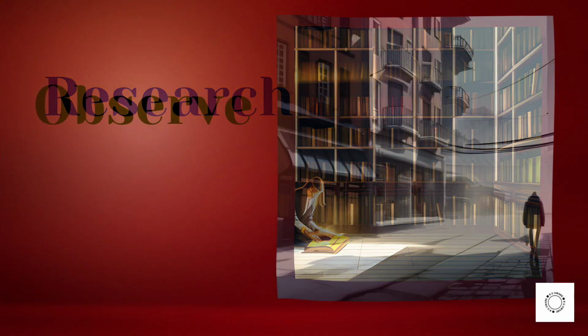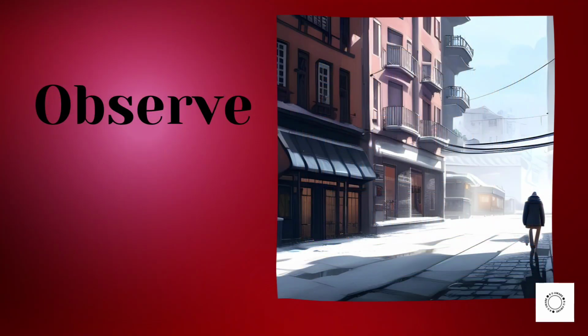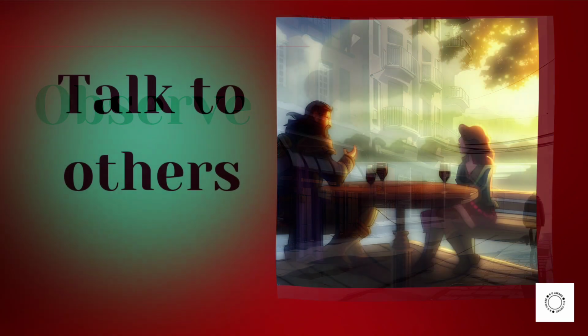Second, observe. Take a walk around your community and observe the physical environment. Look for any structures or buildings that may have been damaged or in a state of disrepair. Any potential safety hazards, such as broken sidewalks or loose wires, and any signs of potential natural disasters, such as unstable hillsides or flood-prone areas.